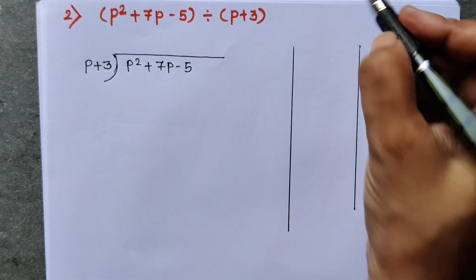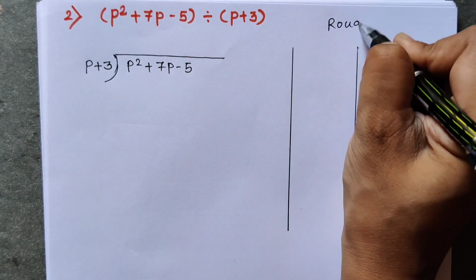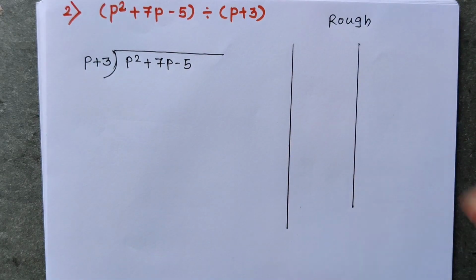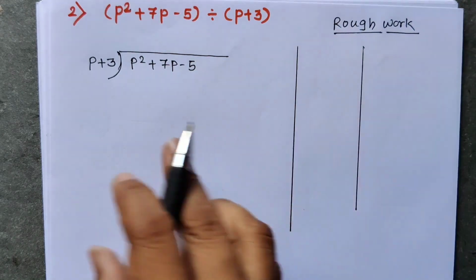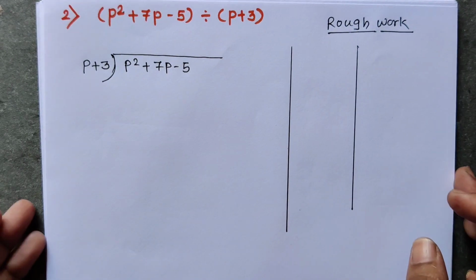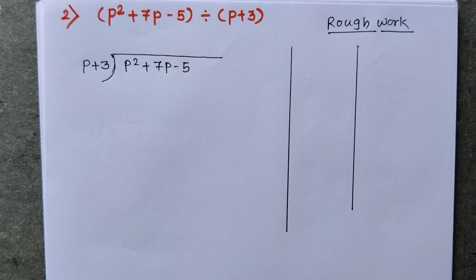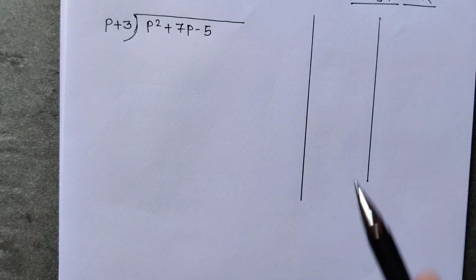Now first we have to do the rough work. As you can all see, I have done 3 parts on my page. The rough work we have to do, and simultaneously we will be solving in the main method also. So for the rough work, let us do it.